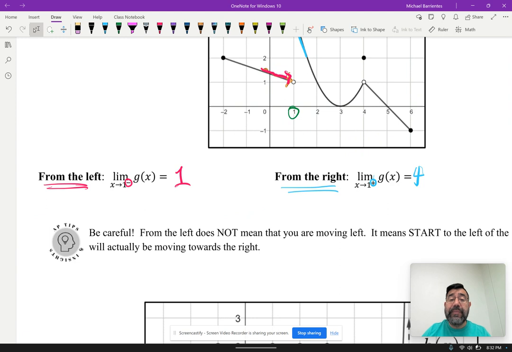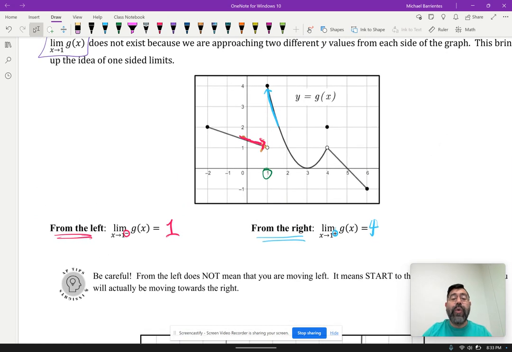And so one of the ways we're going to check limits numerically and analytically with equations is with this idea. Does the limit from the left exist? Does the limit from the right exist? Are they the same limit? If they are, then the limit exists. If they're not, then the limit doesn't exist. But the idea is the y values are not approaching the same y values from both sides of a specific x value.